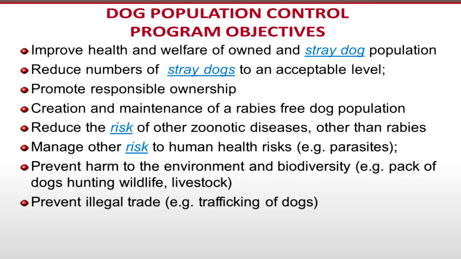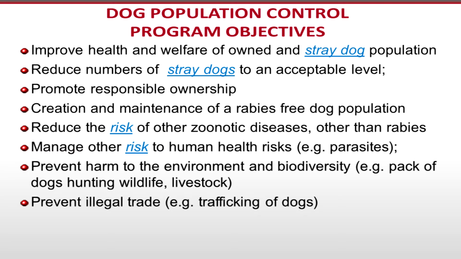But then you need to develop a program to be able to control the stray dogs. We know that improved health and welfare of owned dogs is one of the objectives, not just owned, but also stray dogs, their welfare. Another is to reduce the numbers of stray dogs to an acceptable level. When you get this presentation and you click on the blue part, it takes you to the Terrestrial Code definition of what a stray dog is. That is the OIE definition. It may vary from others. So when you see the blue parts, just click on it and it'll tell you what it is.